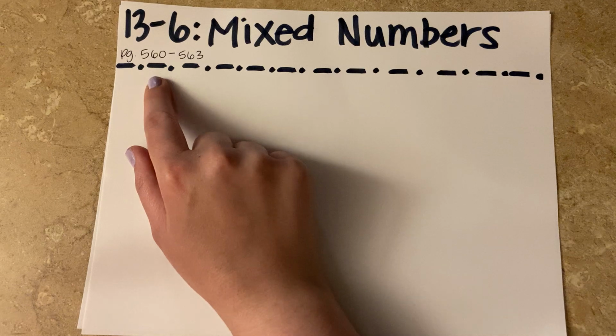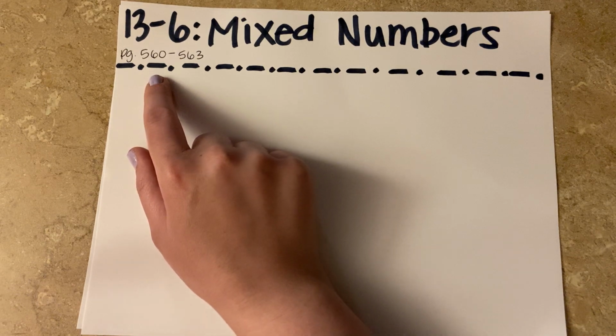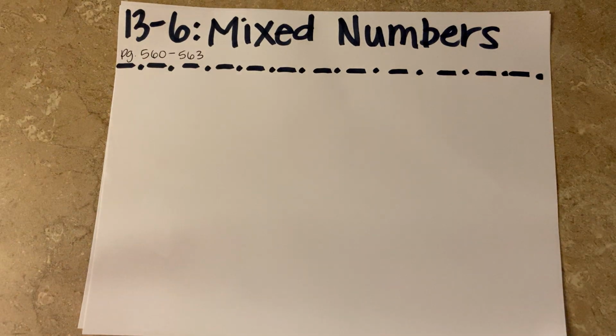So right now, I'm going to start on page 560, and we're going to start with the Get Ready to Learn. And it says, Nayoko is selling pies at a bake sale. Each pie has 5 slices. Each slice of pie is sold separately. There are 7 slices left. What fraction of the pies is left?